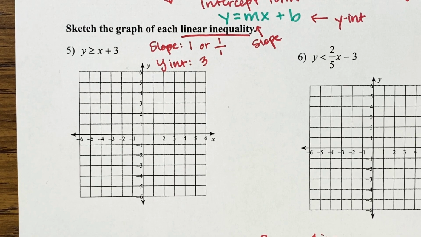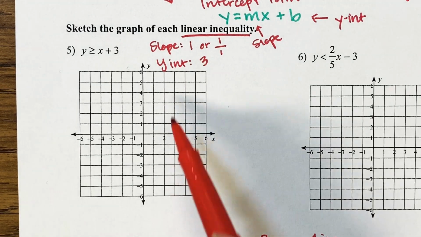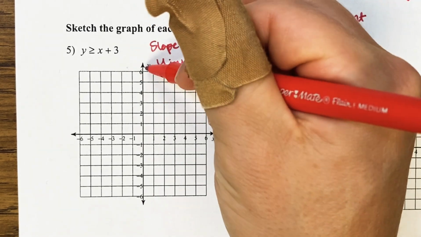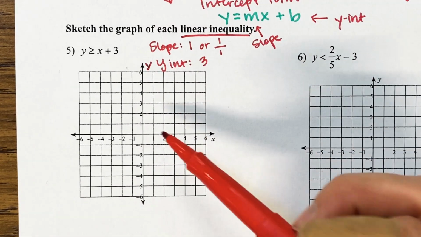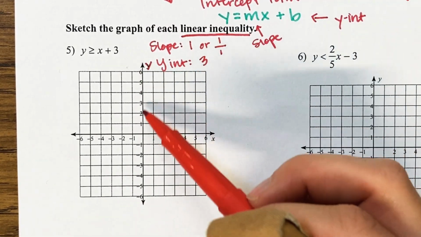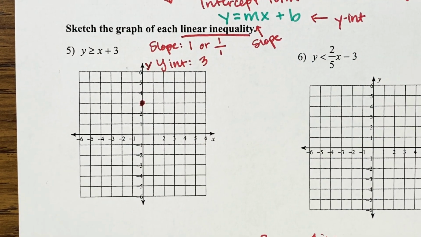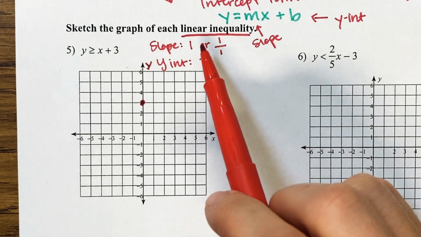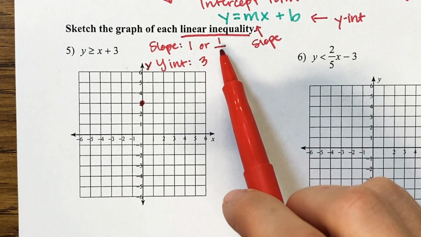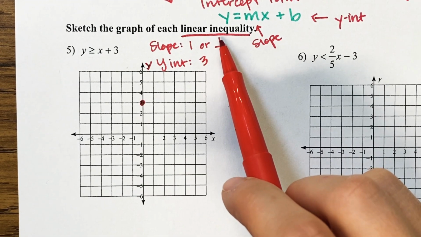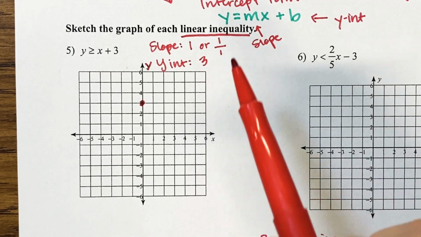Great job. So we know that our starting point is our y-intercept. So our y-axis, again, right here. You're going to want to put your first point at +3 on your y-axis. So +3 is right there. Now my slope is 1 or 1/1. Rise 1 and run 1.